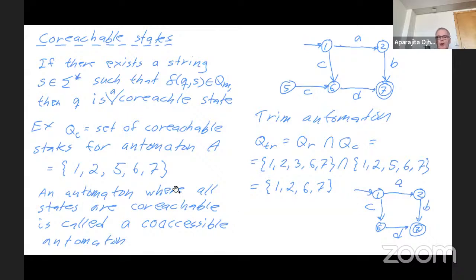Now, the definition of a co-reachable state is that if there exists a string such that there is a transition from a state Q to a state in the set of marked states, then Q is a co-reachable state. So from any state, if it's possible to reach the marked state, then it's also possible to go from that marked state backward to this state Q. So you could say that another way to describe this is that co-reachable states are all states reachable backward from any marked state.